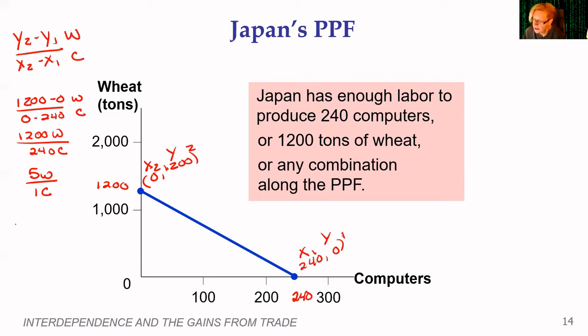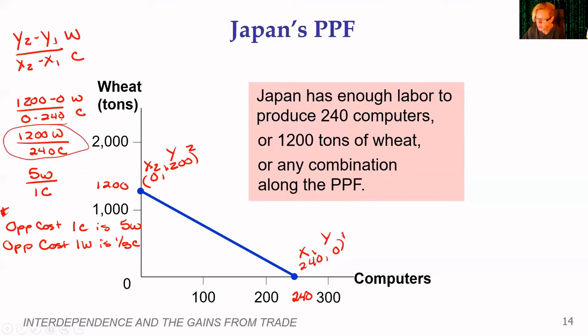Now we can go ahead and be the economist, and the opportunity cost in this country, Japan, of 1 computer is 5 wheat. The opportunity cost of 1 wheat is 1/5 of a computer. So now we have our answer that we're looking for. And again, if you could have seen it in this step right here or just wanted to put them over each other, that's perfectly fine as well.